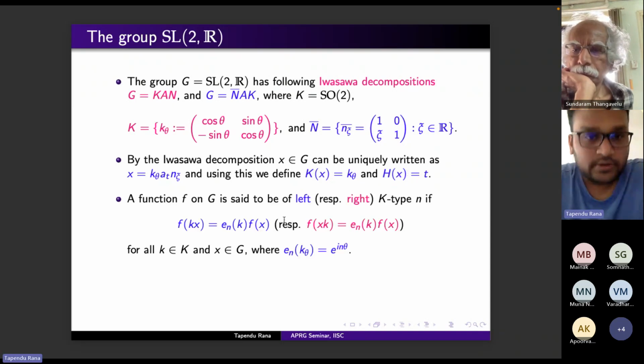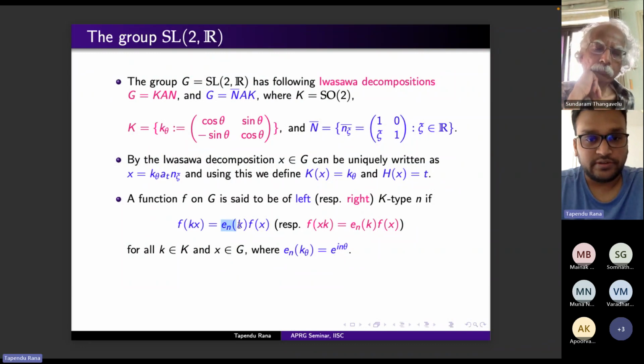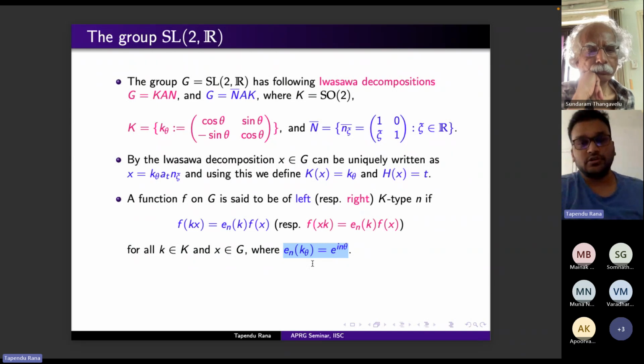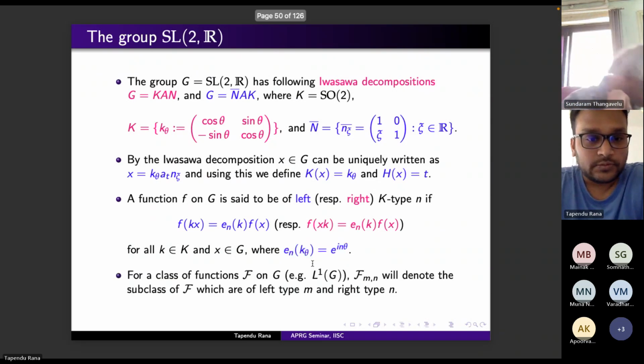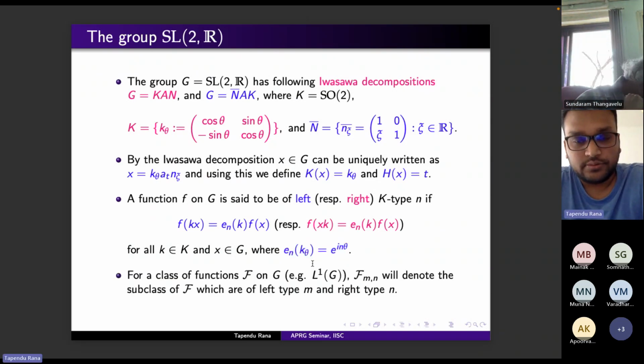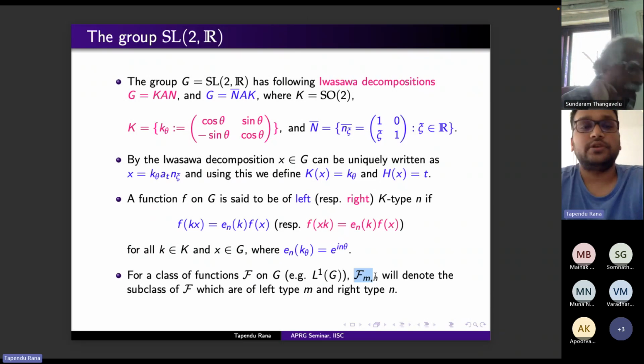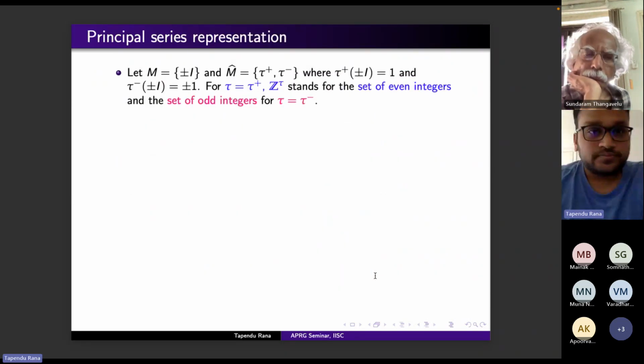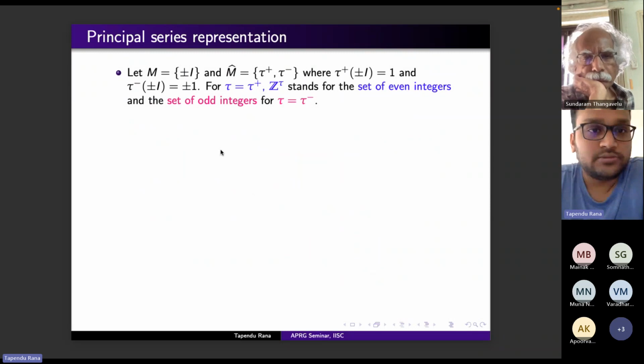We say that a function on G is left or right K-type n if you can bring out this K by multiplying this e_n factor on this side. What is e_n? e_n is defined like this: e_n(k_theta) equal to e^{i n theta}. For example, if you take n equal to 0, this is actually a radial function on G. For a class of functions f on G, we simply denote f_{m,n} those which are left K-type m and right K-type n.